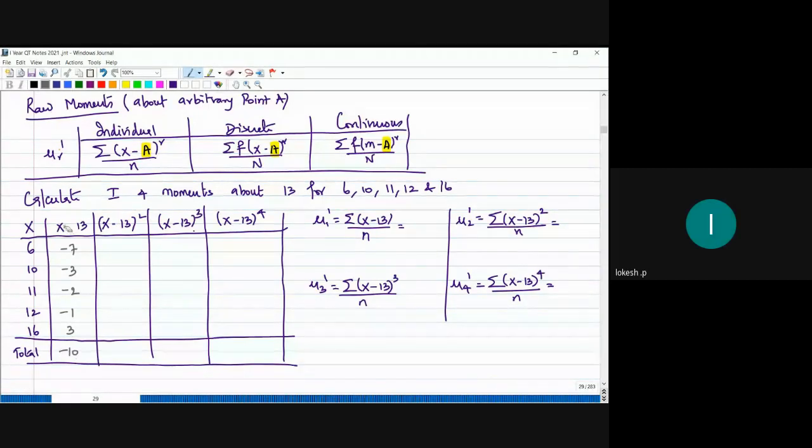Sir, the question is that they will give us the raw moments. If they don't give, when calculating the raw moments in the given data, you can take any value as a, 6 or 10 or 11 or 12 or 16, but it should not be the arithmetic mean. Okay, sir.